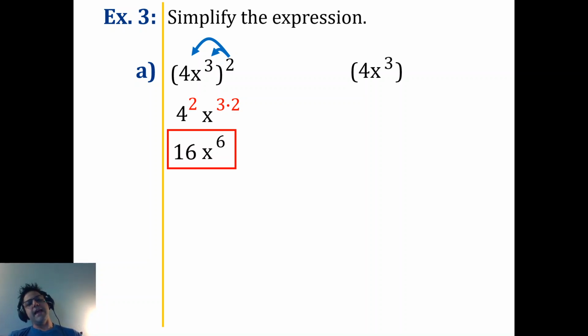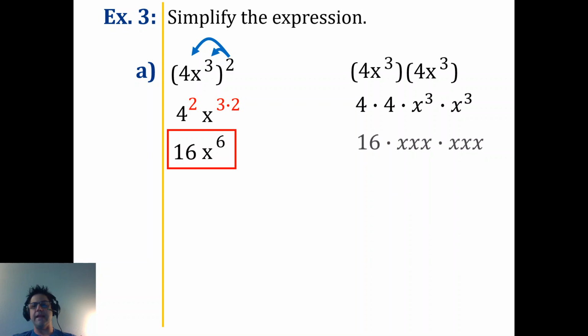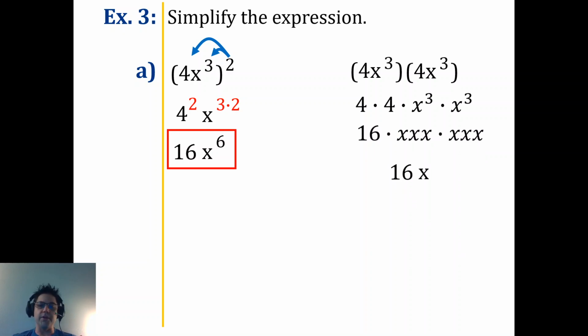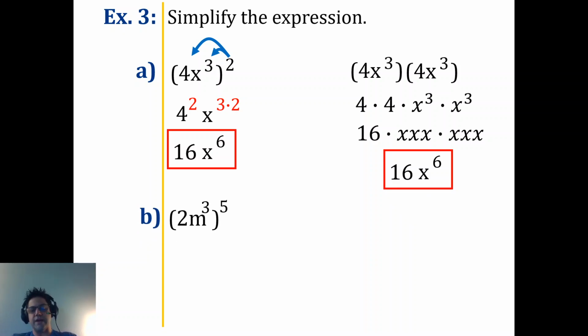So again, the exponent outside tells me how many parentheses I have. And then when you see it this way, we know that 4 times 4 is 16. But if you notice, the x cubed and x cubed, that's the same base. So that means I would add my exponents. Or you could write them out and count them up. X cubed and x cubed, you add them up, and it gives you x to the 6th power. Or you could write them out and count them up, and you still have a 6th power. All right, that was kind of silly. Same answer, though. All right, let me have you try this one.